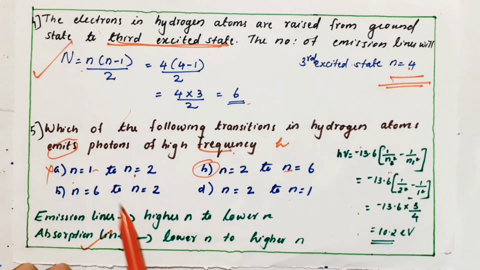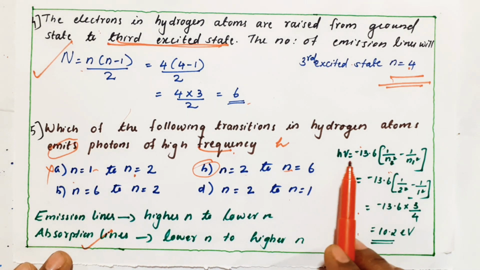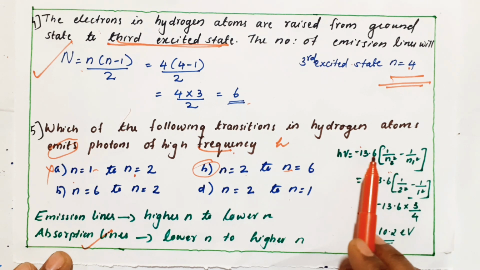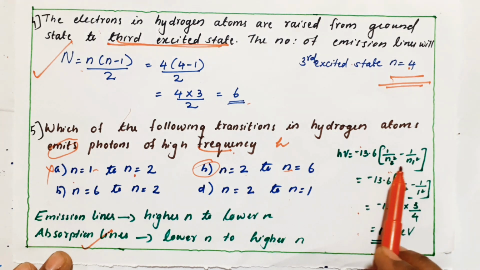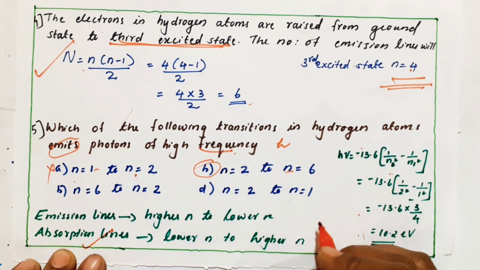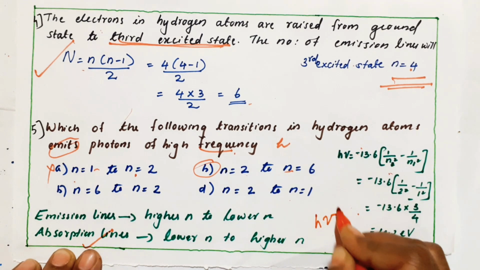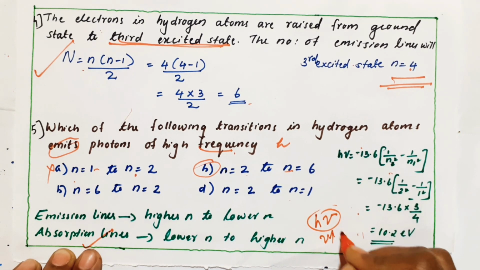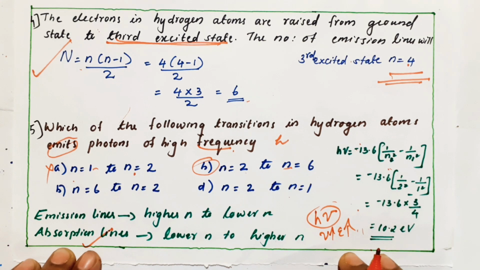So you see here, you can find it in this form: h nu is equal to minus 13.6 into 1 by n2 square minus 1 by n1 square. Do it where you are getting more energy. If you get more energy, what will be there? It will be a high frequency, because E is equal to h nu. As frequency increases, energy also increases.